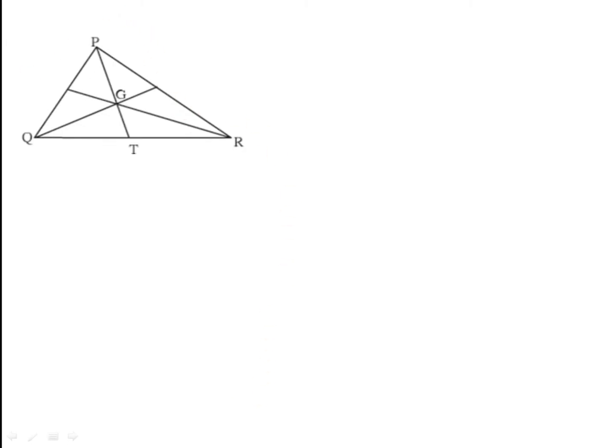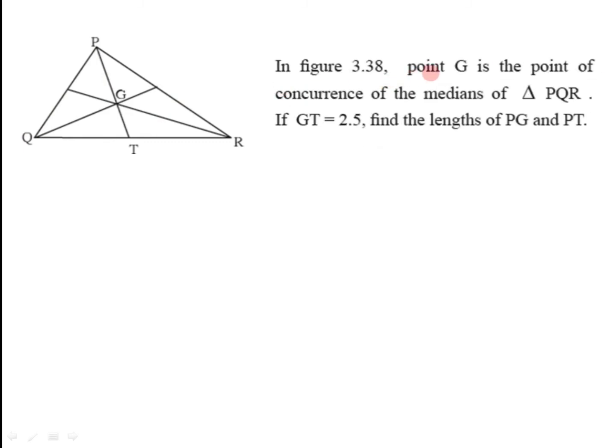Let us have the next question. This is the diagram given in which triangle PQR is given. Now in this diagram, it is given that point G is the point of concurrence of medians of triangle PQR. That means here segment PT, and along with segment PT we have another two segments which are medians of triangle PQR, and point G is a point of concurrence, that is these three medians are intersecting each other at point G. That's why it is called as a point of concurrence of three medians of triangle PQR. Length of segment GT is given to be 2.5, and from this we have to find the length of segment PG and the length of segment PT.